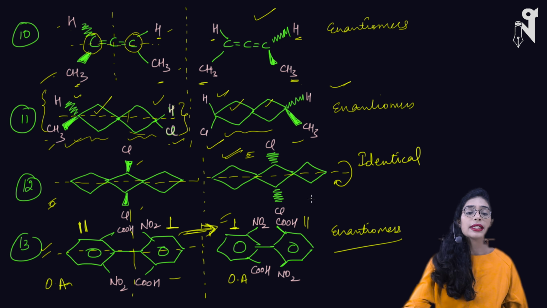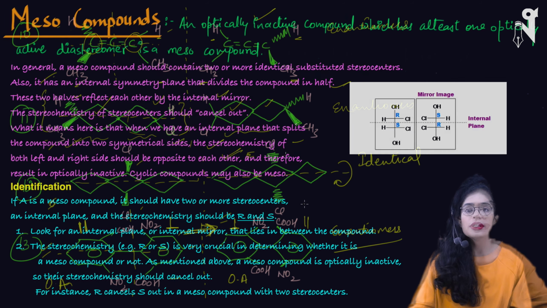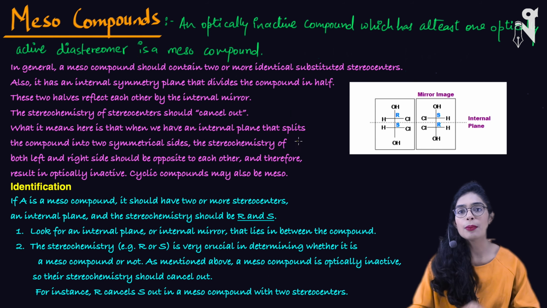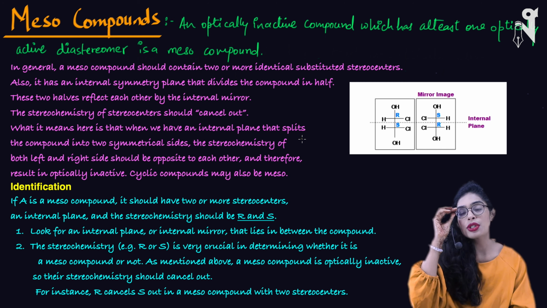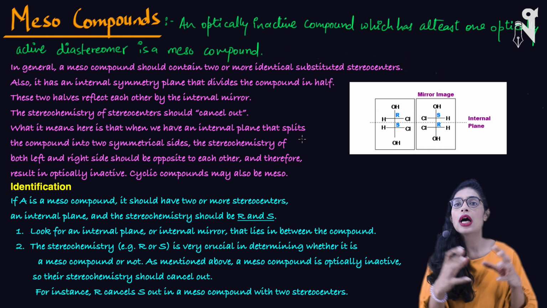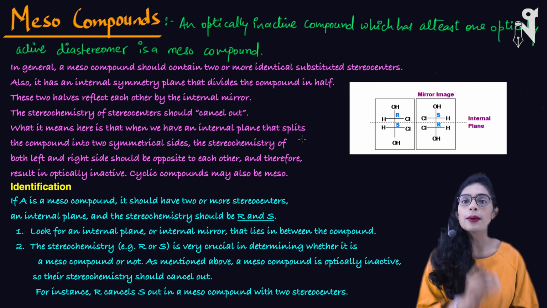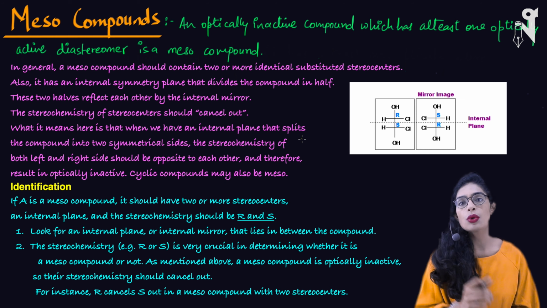Okay. Now next we are going to talk about the meso compounds, which are third type of compounds. Let's understand what exactly are the meso compounds. When we are talking about the meso compounds, these are also one type of compounds. It is not a relationship. So it's not like two compounds are meso or something like that. No, it's not a relationship. It's a type of a compound. Okay, it's a property of a compound to be a meso compound.